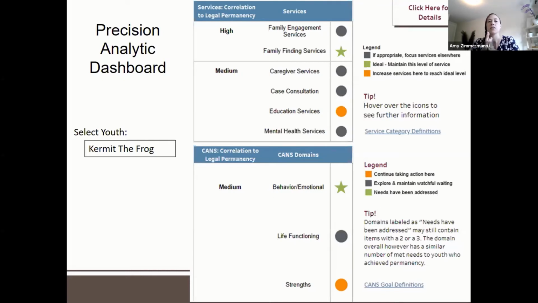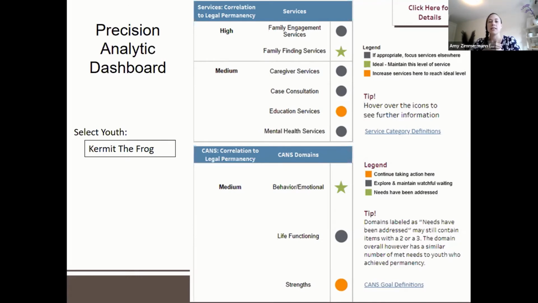And then to the right, you'll see the green star, the gray circles, and the orange circle. And those are our recommendations to staff. So what we're doing in the background is we're looking at how much of these services the staff are providing right now for Kermit the Frog, and should we keep doing the same amount, do more, or do less? And so the green star, if you read the legend, says ideal, maintain this level of service. So this means that this worker is providing the right amount of family finding services for Kermit the Frog that is similar to youth in the past who exited to legal permanency.